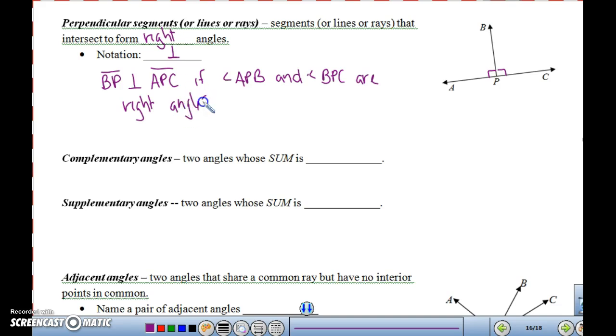Now again, don't assume. Unless you are told or know for certain the measure of these two angles, you can't say they're perpendicular. You can't say, oh, that looks perpendicular, it must be. You have to be able to prove it.